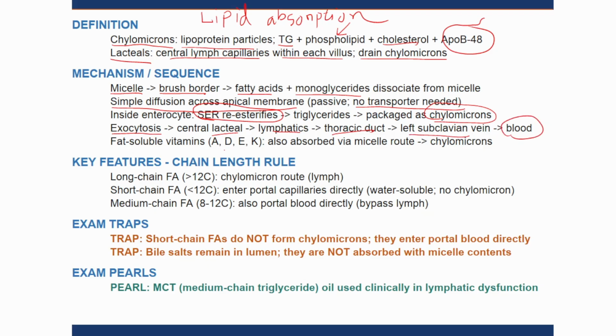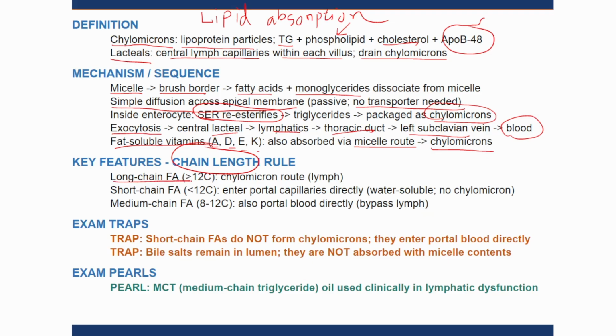This same lymphatic pathway also carries vital fat-soluble vitamins. Fat-soluble vitamins A, D, E, and K strictly follow this lipid path, being absorbed via the micelle route and subsequently packaged directly into the core of the chylomicrons. However, the exact route depends entirely on the fatty acid chain length. The biological fate of a fatty acid is dictated by its carbon length.